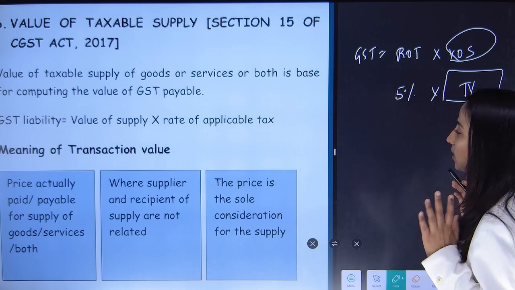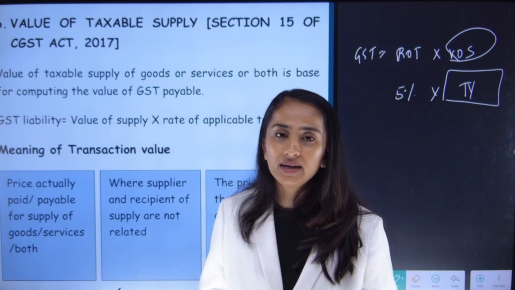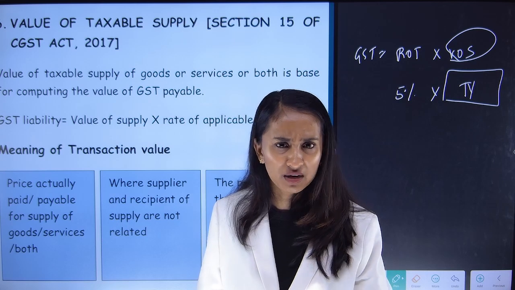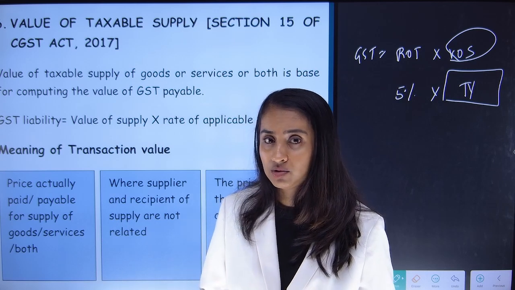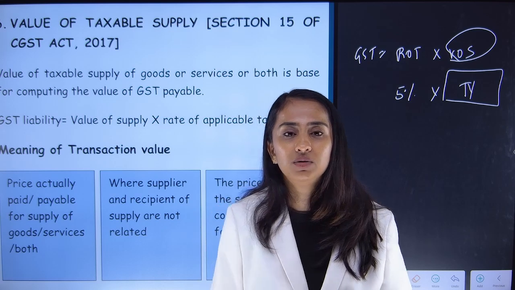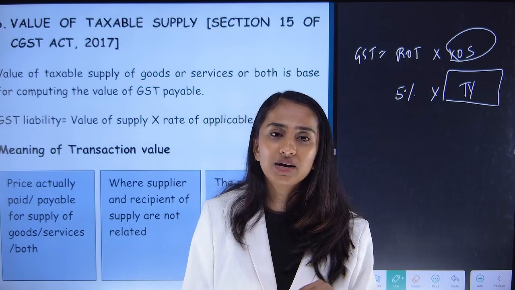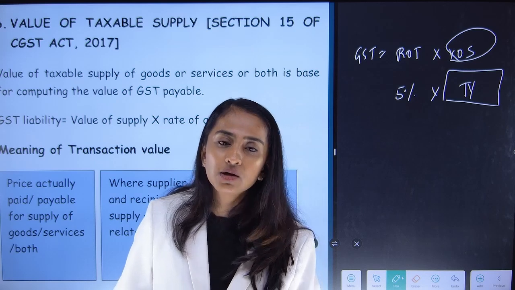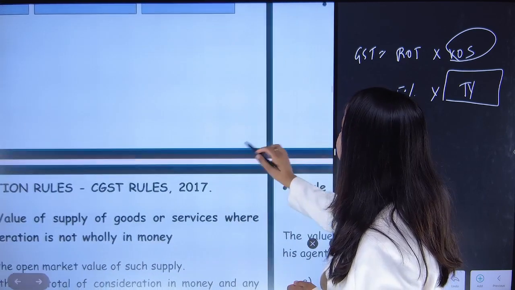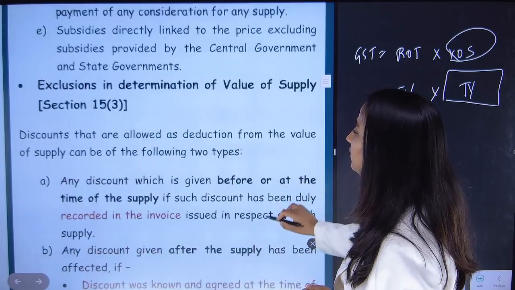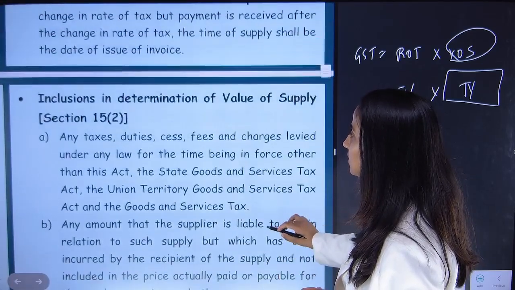The price is the sole consideration. Means beyond that 1 lakh rupees, I should not be getting anything else. If he says, I will give you 1 lakh in cash, then I will gift you a car, what is the actual transaction value? Let's say 10 lakhs is the value of the car plus 1 lakh. Actual transaction value is 11 lakhs. Correct? So transaction value is the price actually paid or payable between unrelated parties, and price should be the sole consideration.